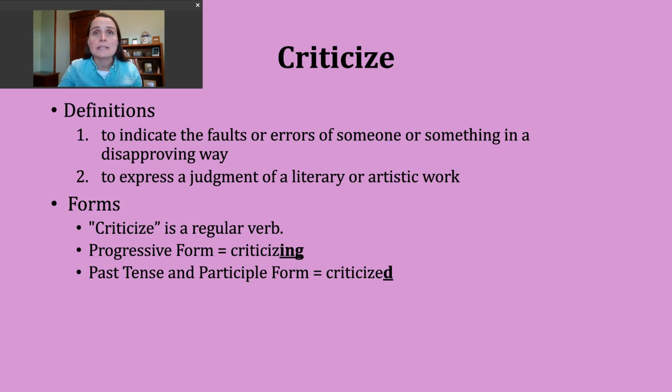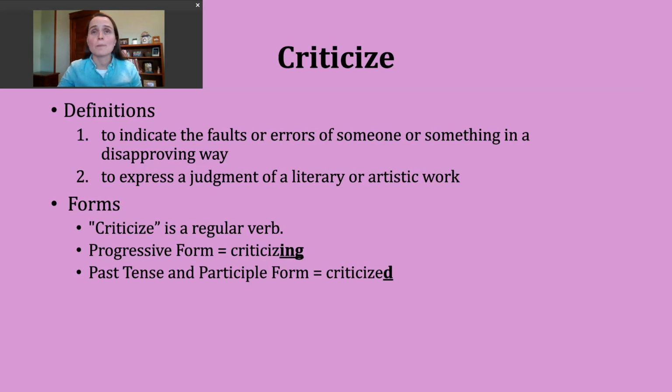To make the progressive form of this verb, I'm going to drop the E before I add ing. And that's because this word ends with the pattern of vowel consonant E. The progressive form is pronounced criticizing. Okay? To make the past tense or participle forms, all I need to do is add the letter D since this verb ends in an E.